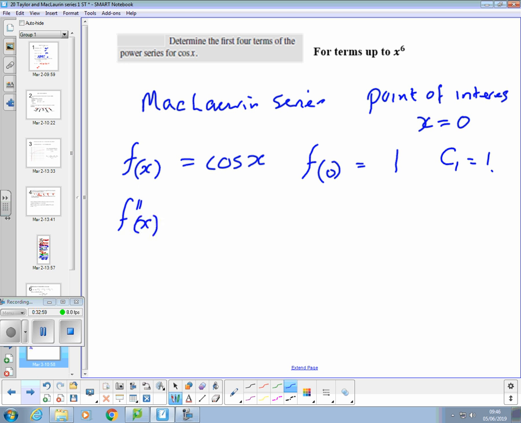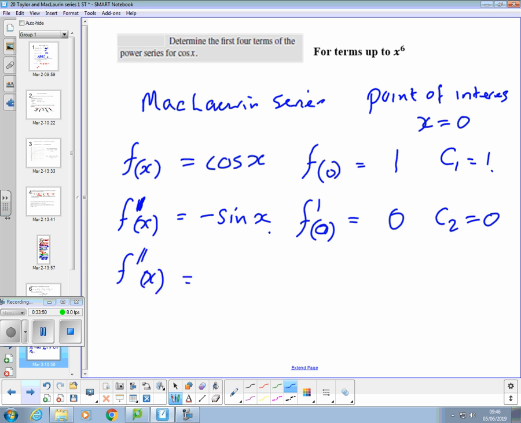So if we differentiate, what do we get? f dash at 0 is equal to 0. So C2 is 0, so there will be no extra term in our power series. And that's single dash. That should be double dash.